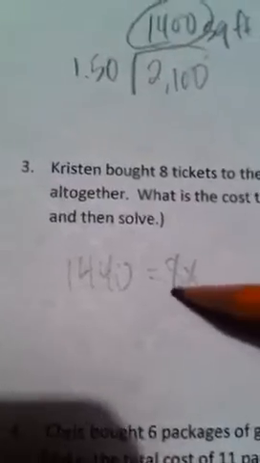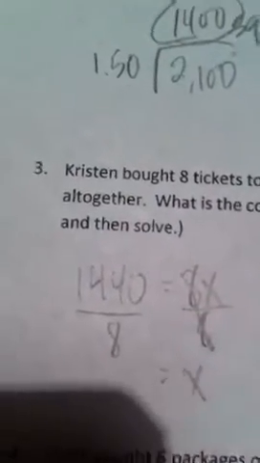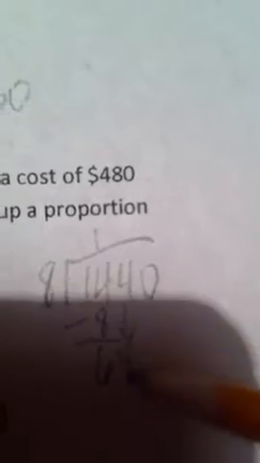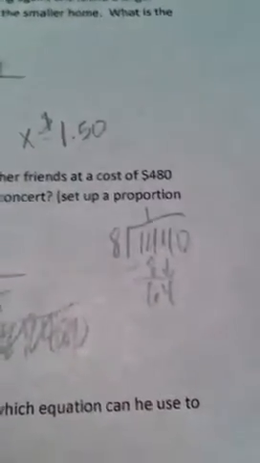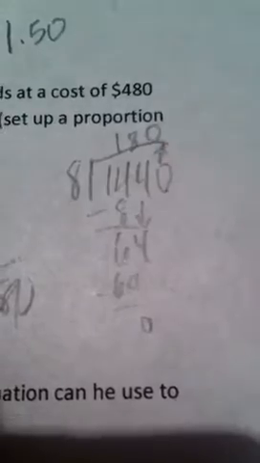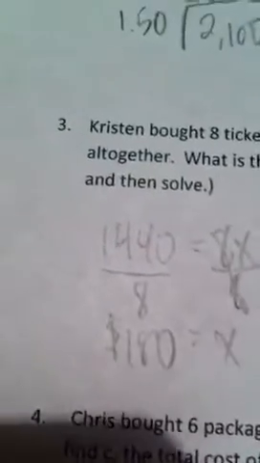1,440 equals 8x. Now I'm going to get x by itself, so I divide by 8 on each side. These cancel out, and x equals whatever 1,440 divided by 8 is. So now I'm going to pull to the side, and 1,440 divided by 8. 8 will go into 14 one time with 6 left over. Bring down the 4. 8 will go into 64 8 times, and you'll get 0 left over. You still need to keep this place value even though it's 0. So I'm going to bring the 0 straight up. So my answer is $180 equals x. So 3 tickets is going to cost them $180.